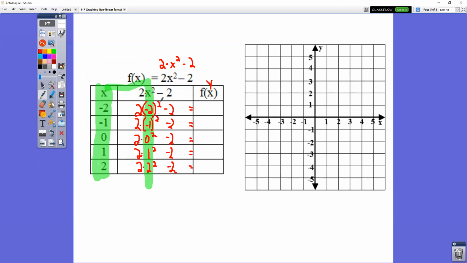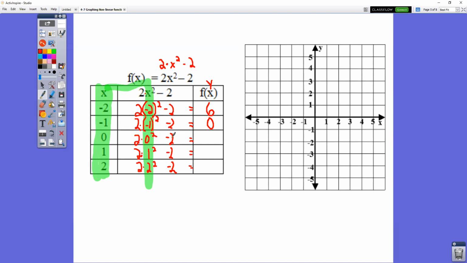So -2 squared is -2 times -2, which is +4. 2 times 4 is 8. 8 minus 2 is 6. It's a lot easier to type that right into the calculator. -1 squared is -1 times -1, which is +1. 2 times 1 is 2. 2 minus 2 is 0. 0 squared is 0 times 0, which is 0.